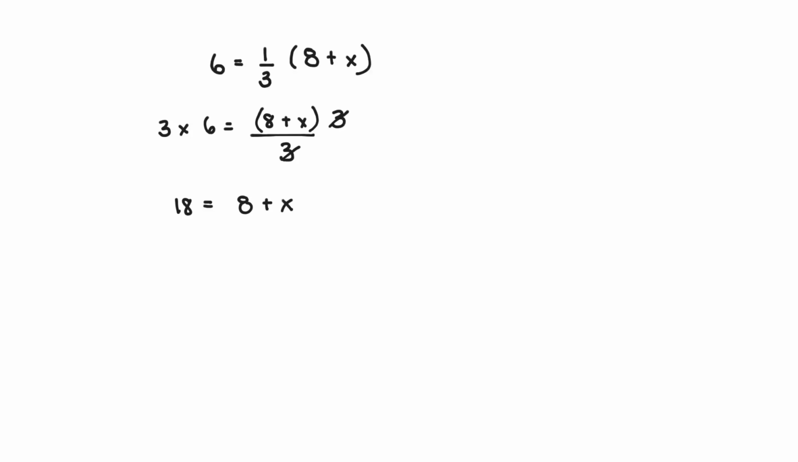Now we can start moving over things by addition and subtraction. We don't have a bracket anymore. So to get rid of the positive 8 on this side, we need to do the opposite operation. So we're going to subtract 8. We're going to subtract 8 from over here. So that's going to be 10 equals x. So that's how you solve this one.